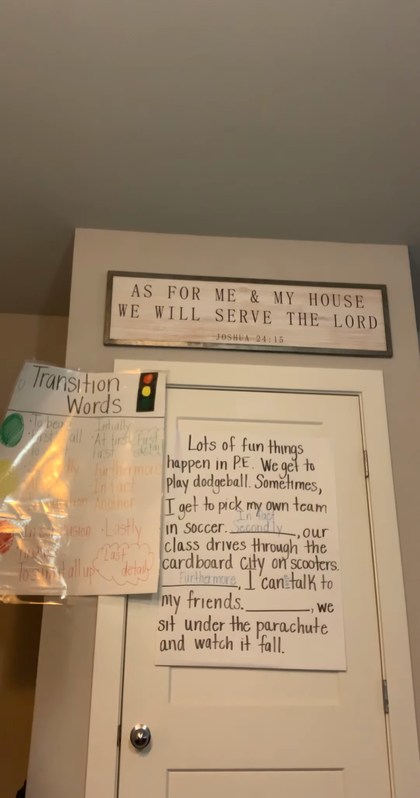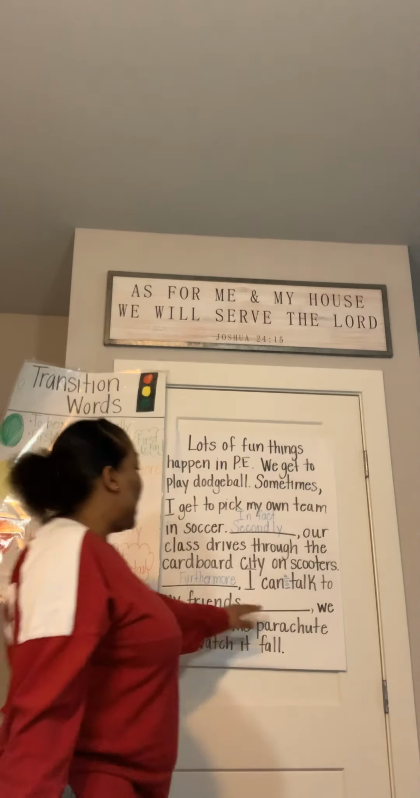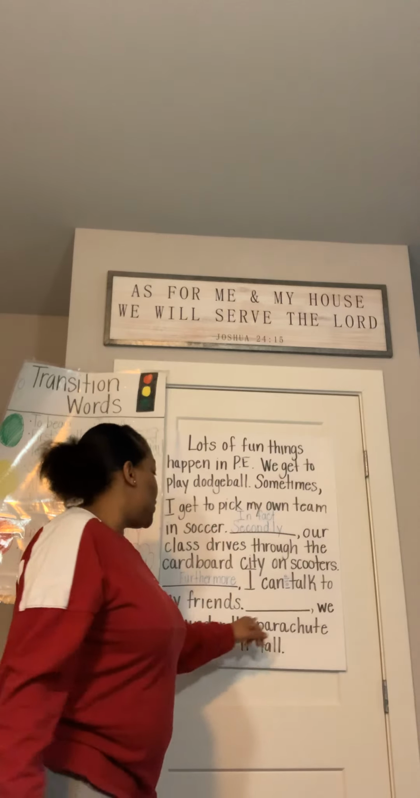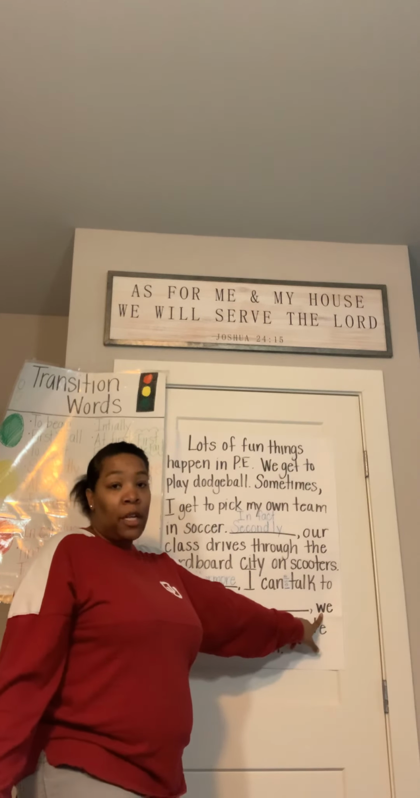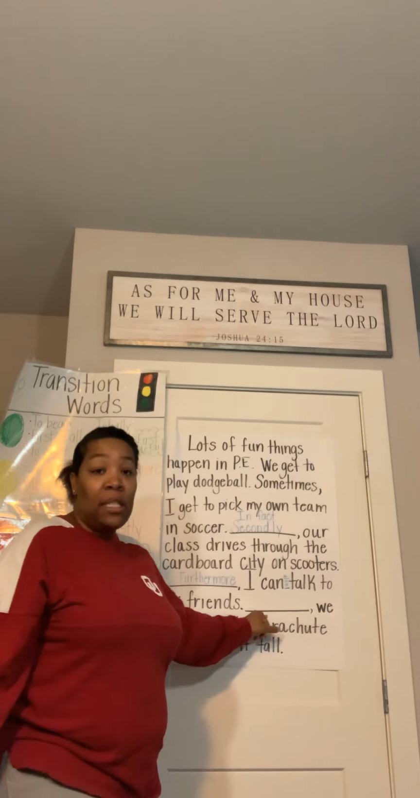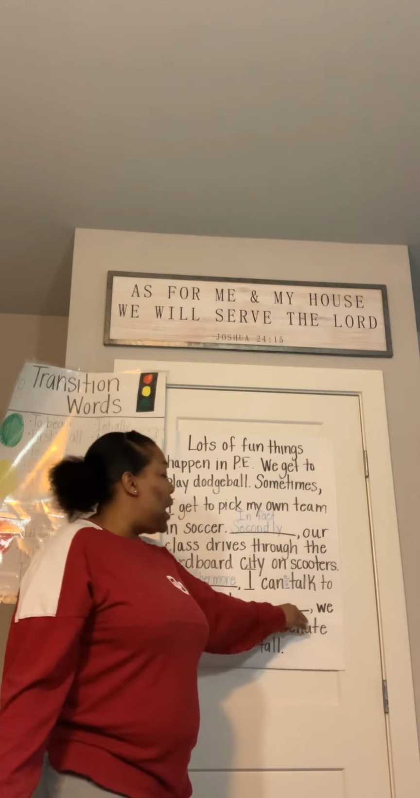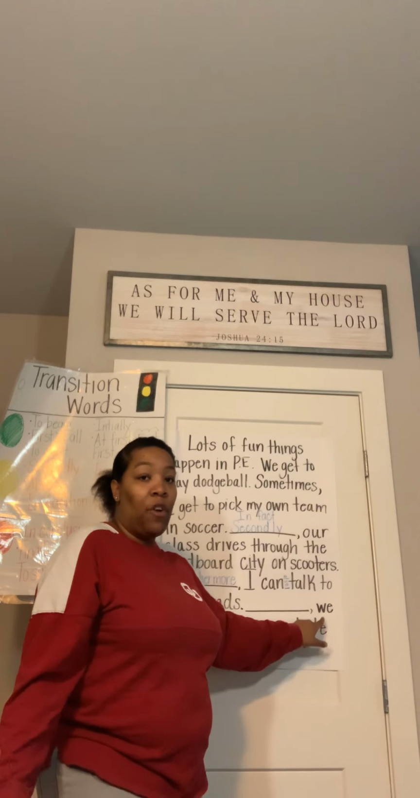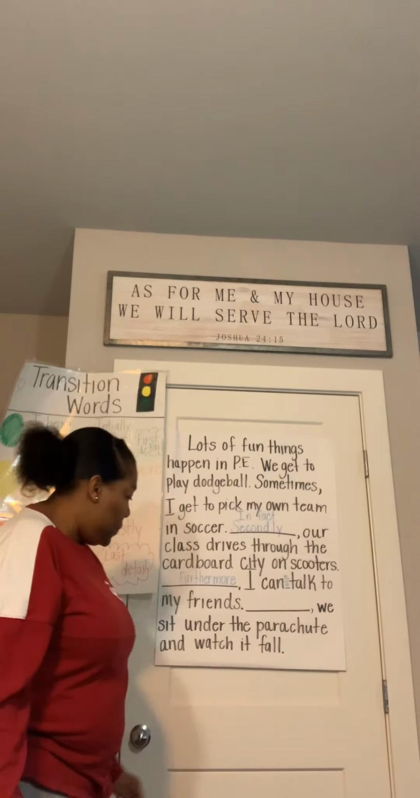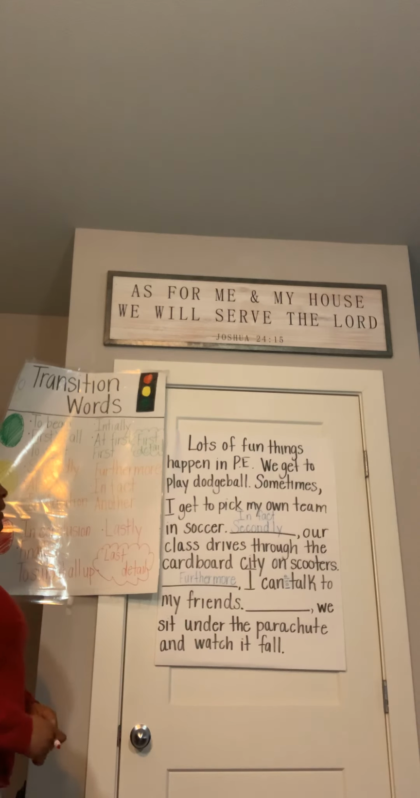All right. So it says, blank, we sit under the parachute and watch it fall. Remember, we is no longer capitalized because we're adding the transition word. So I have to put a comma and move we here and make sure it's lowercase. Don't forget that, okay? So blank, we sit under the parachute and watch it fall.